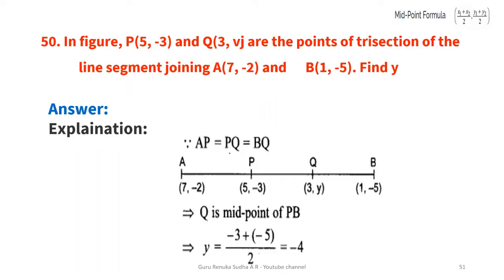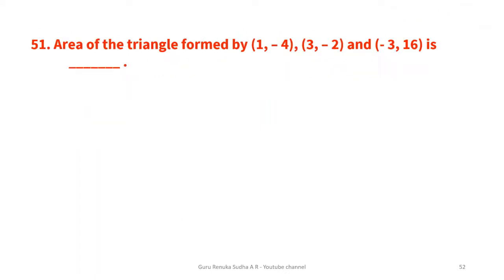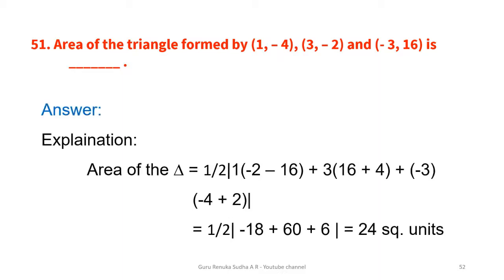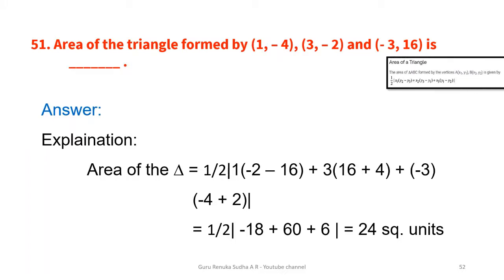Next, 51st question. Area of the triangle formed by the three vertices, you have to calculate. Use the area of a triangle formula: x1(y2 minus y3) plus x2(y3 minus y1) plus x3(y1 minus y2), and substitute the values of x1, x2, x3, y1, y2, y3, then you will get the answer.